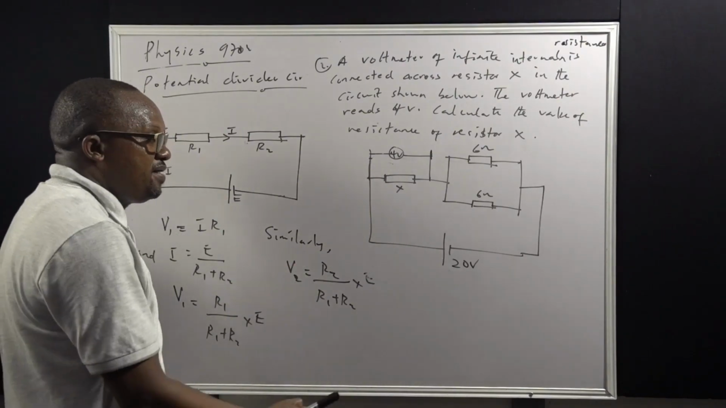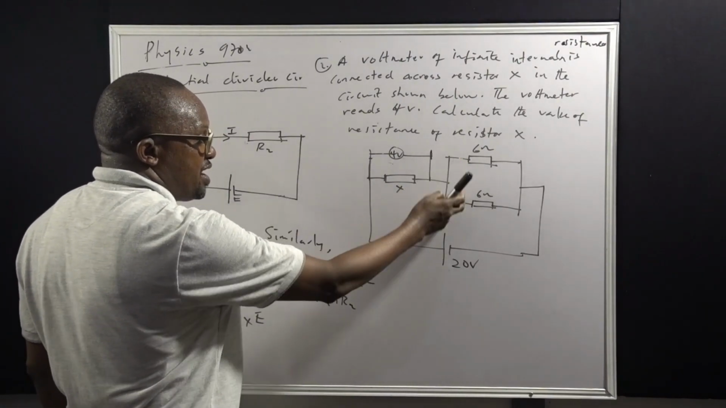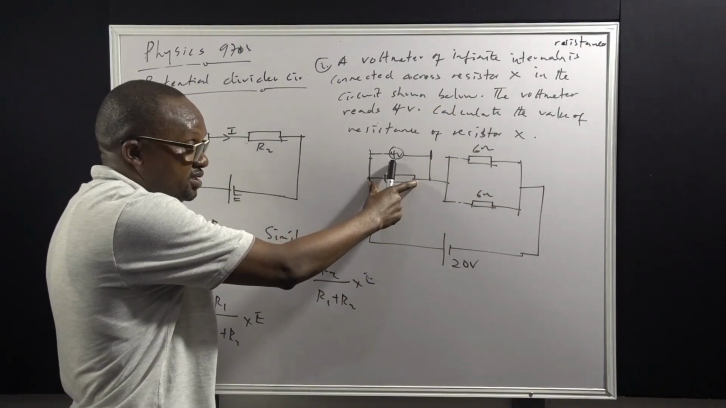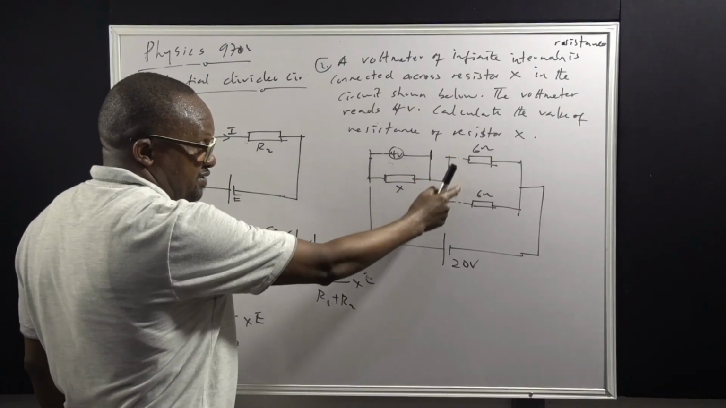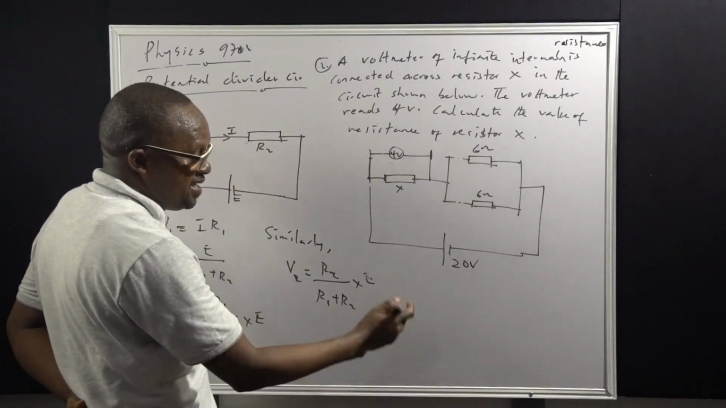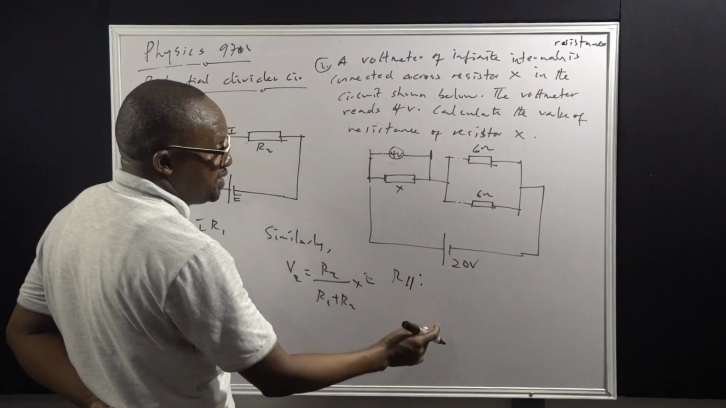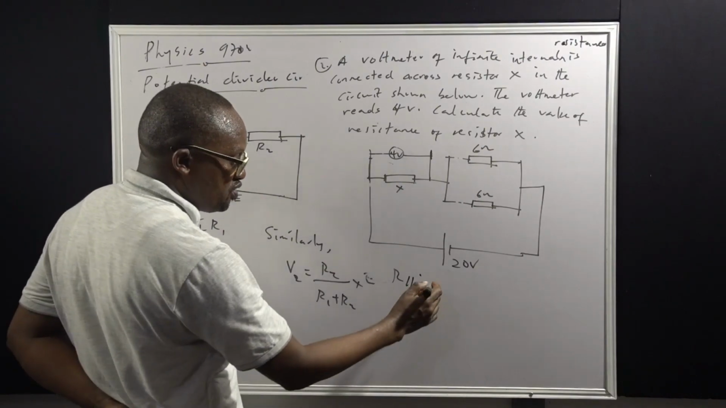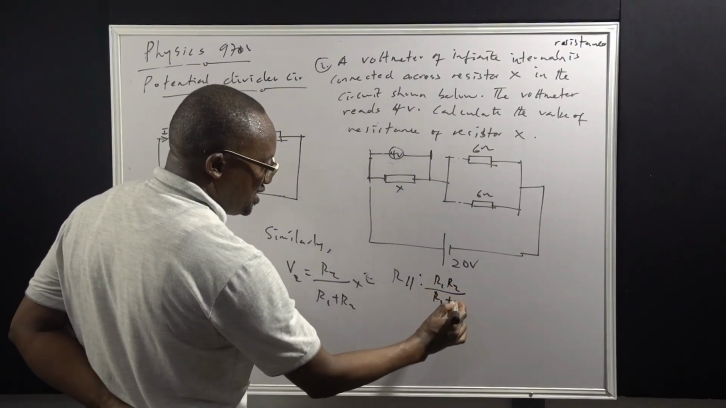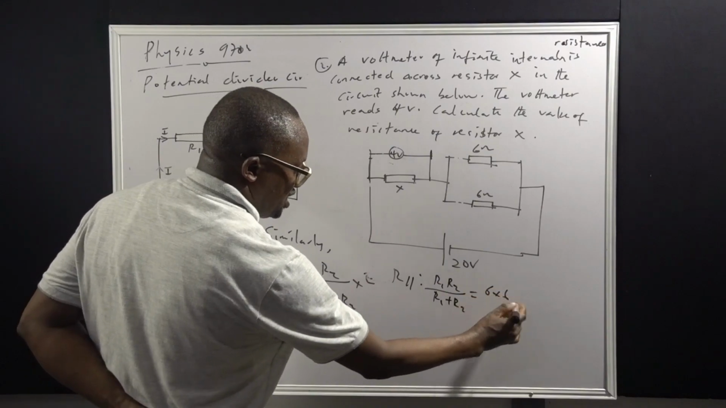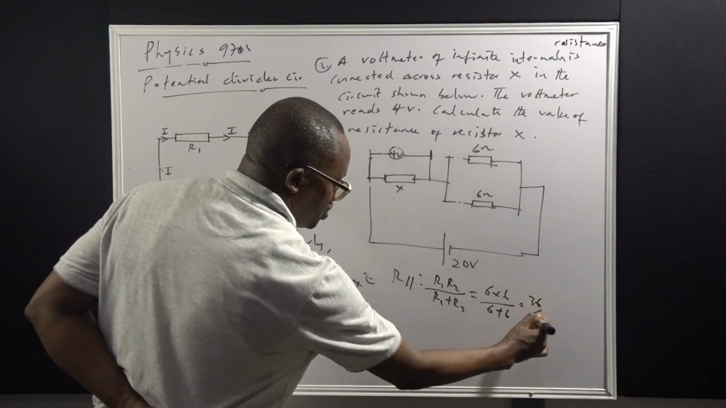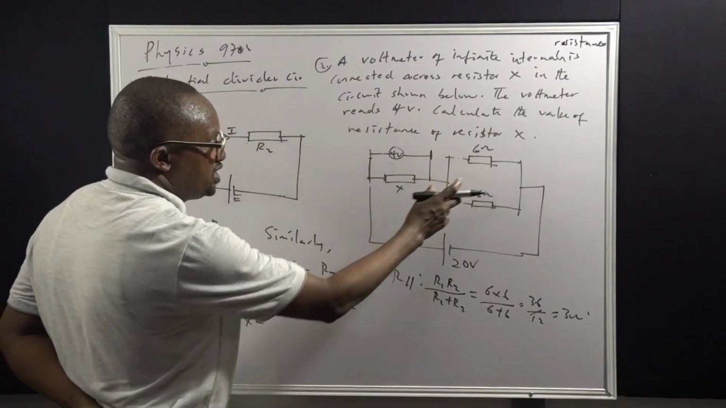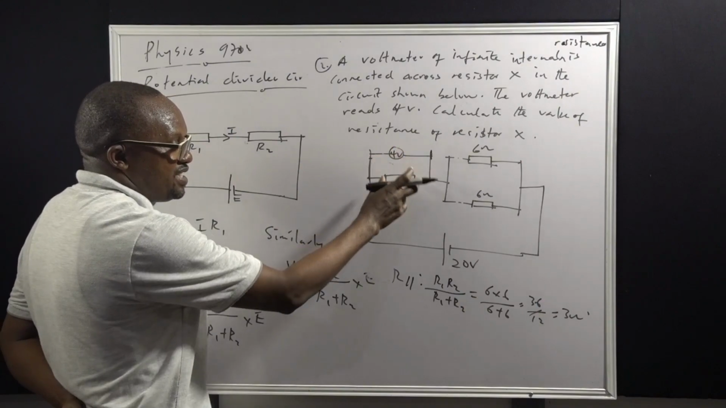Remember that these two resistors are in parallel and their combined resistance is in series with this. So this is a potential divider circuit. If you have two resistors in parallel, the combined resistance is the product of the two resistors over their sum. So this becomes 6 times 6 over 6 plus 6. This is 36 over 12, which gives you 3 ohms. So I now have 3 ohms in series with X, and the PD across X is 4.